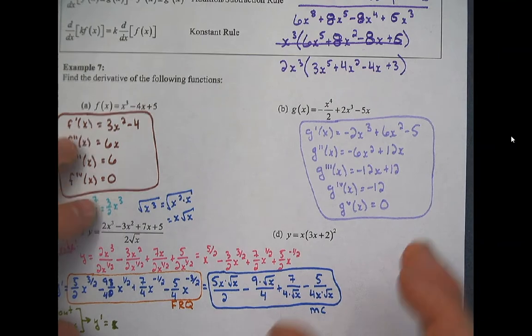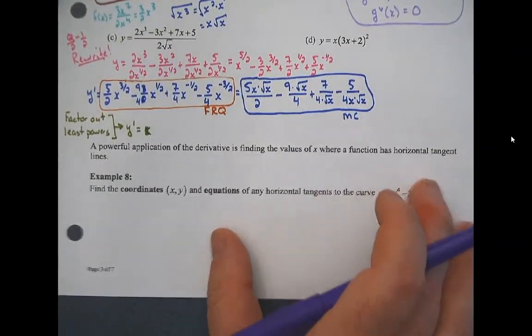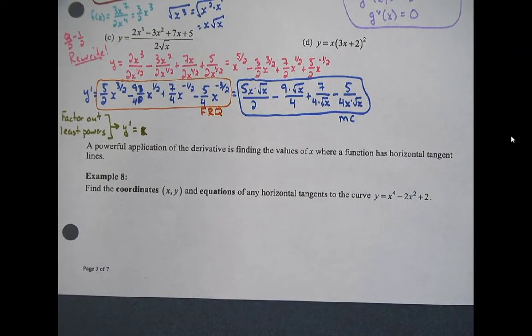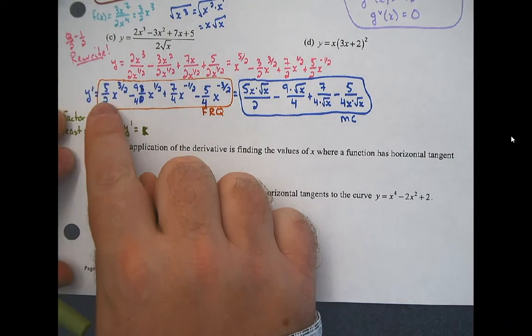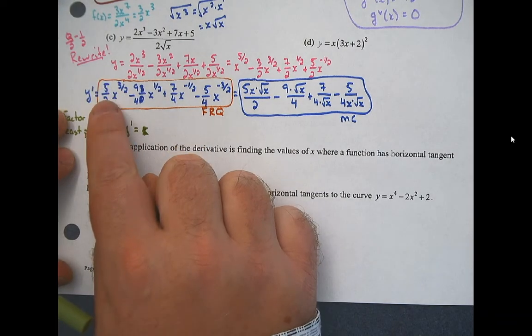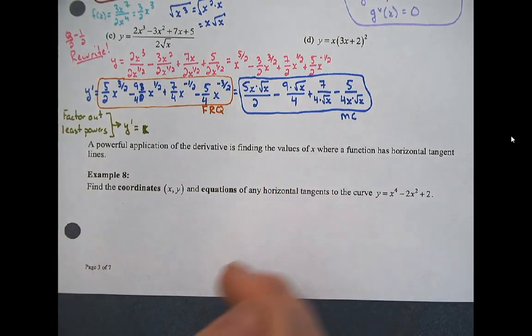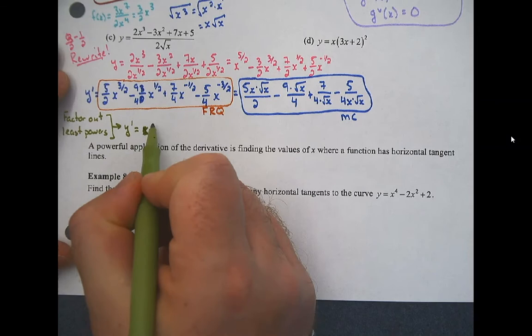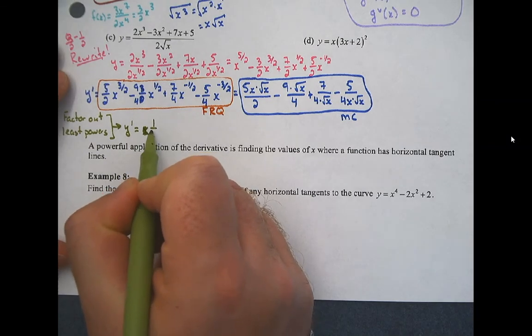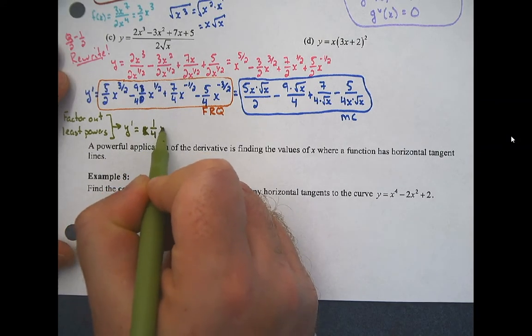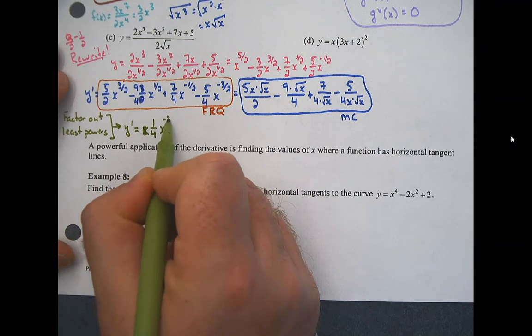So I can take out anything in common. I want to do that here with any fractions. If you look at this, what is my least coefficient? My least coefficient is 1/4. So I'm going to divide out a 1/4 as well. I know this feels overwhelming, but we're going to do a lot of these this year. 1/4 x to the negative 3/2.